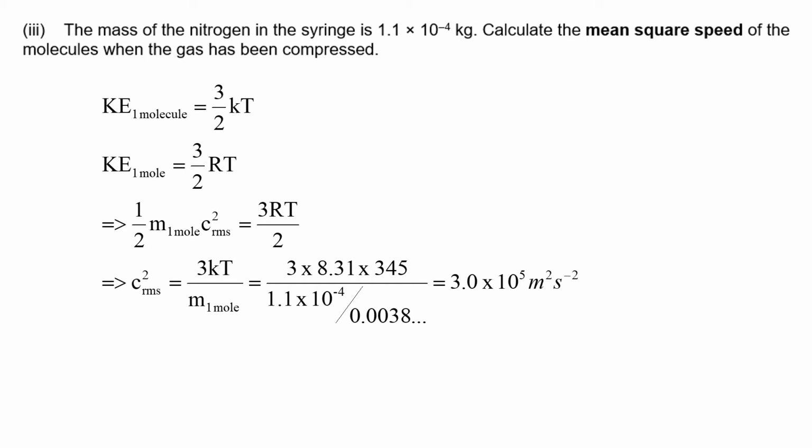So essentially half times the mass of 1 mole times the mean square speed should be equal to 3 over 2 RT. So we're going to divide 3 over 2 RT by half times the mass of 1 mole. And on the bottom line there, you can see me figuring out what the mass of 1 mole is. So we've got the mass we've got divided by the number of moles that we have to give us our molar mass, and then using that to calculate the mean squared speed in meters squared s to the minus 2.